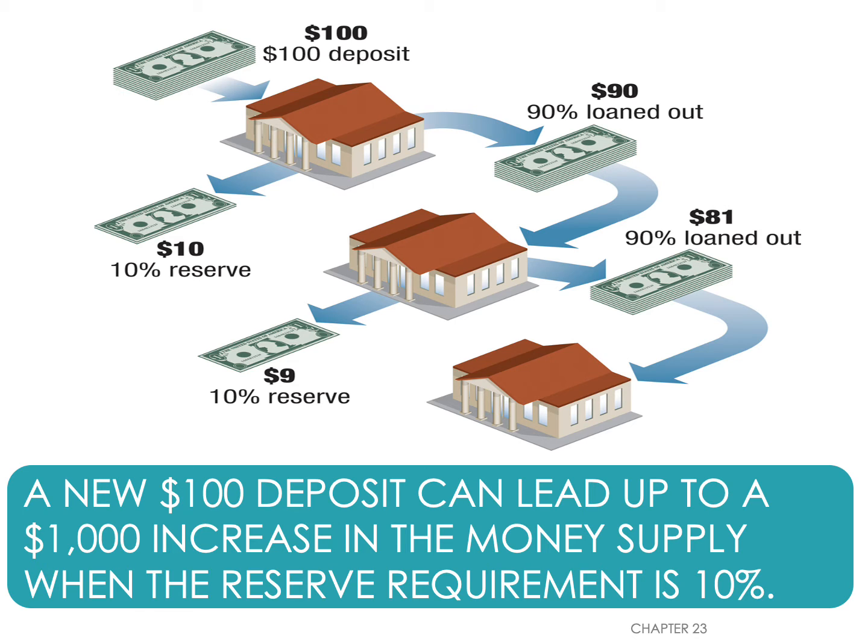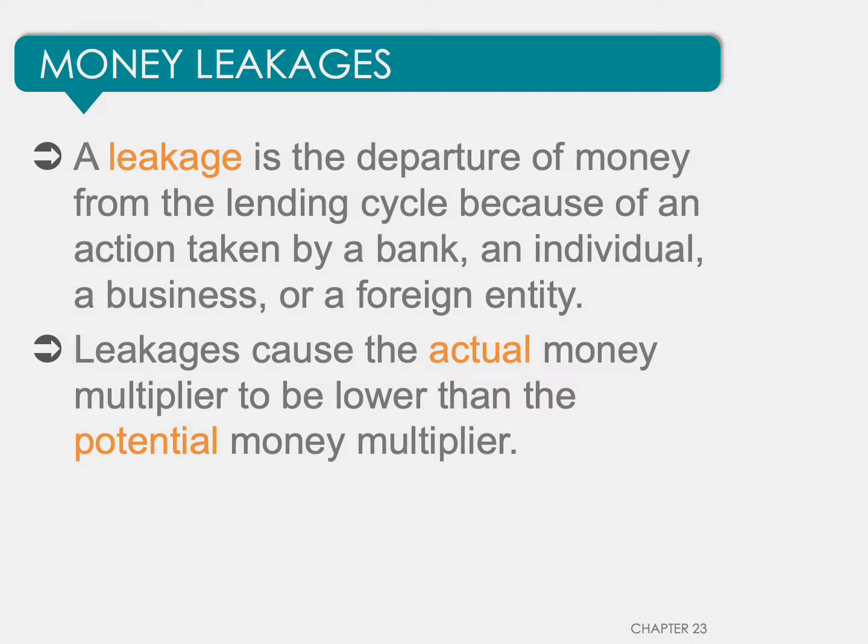The bank keeps 10% in reserves and loans 90% out to borrowers. They deposit that money, that $90, and it enters another bank, which keeps a $9 reserve and lends out $81, which is 90%, and so on. So a 10% reserve requirement means that the $100 deposit could lead to an increase in the money supply of $1,000.